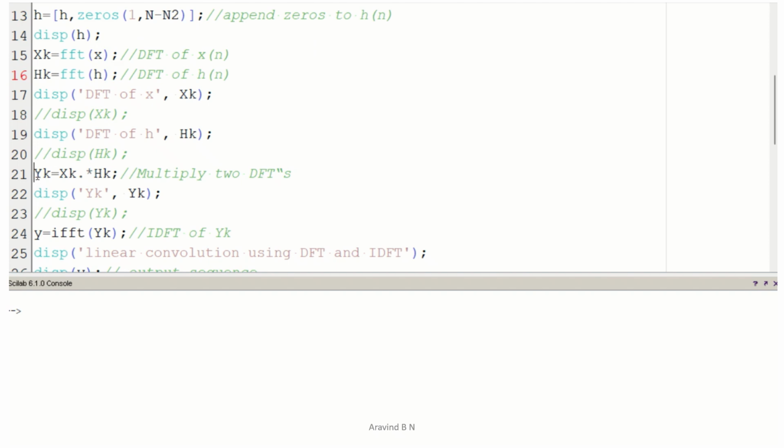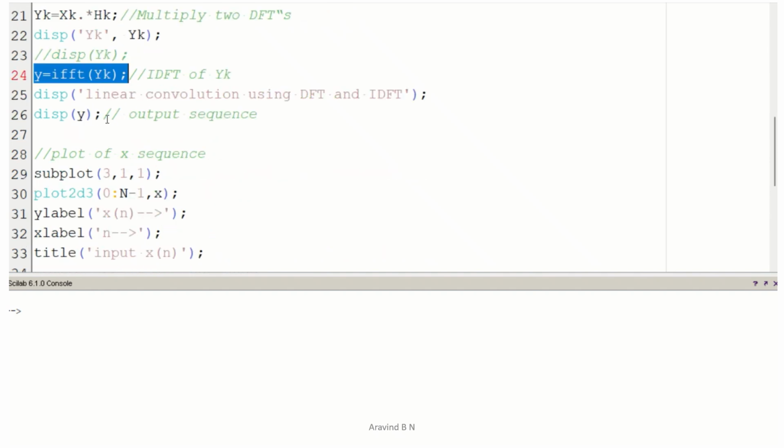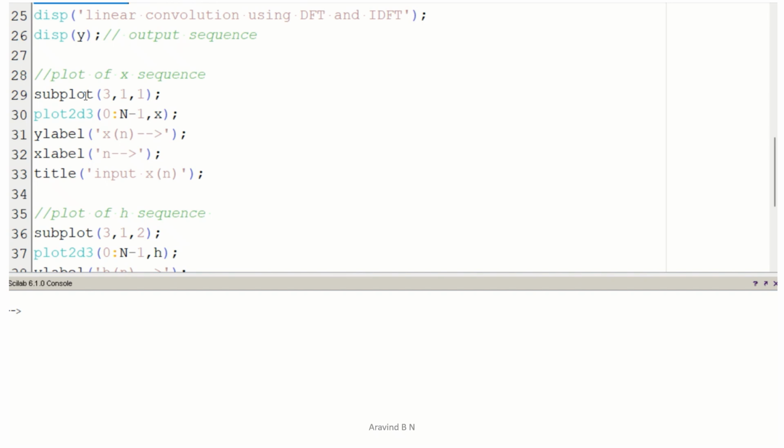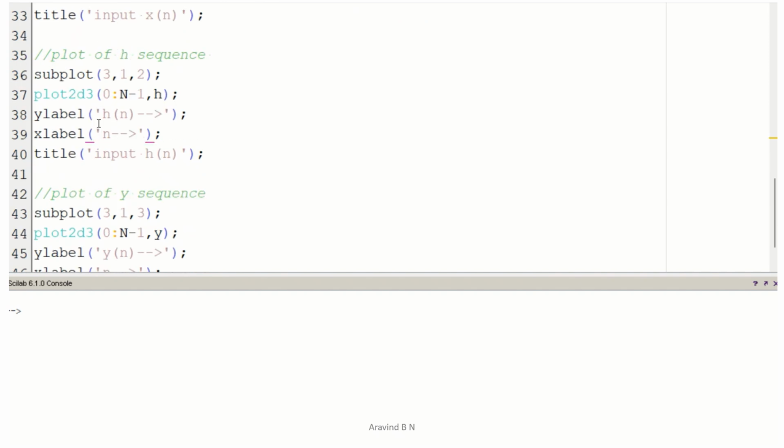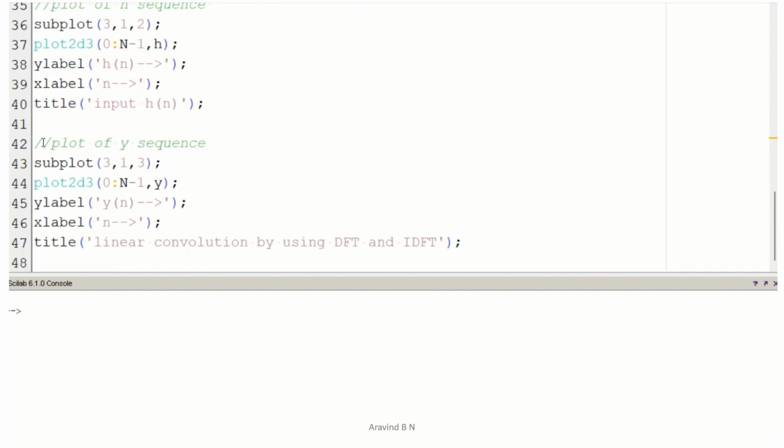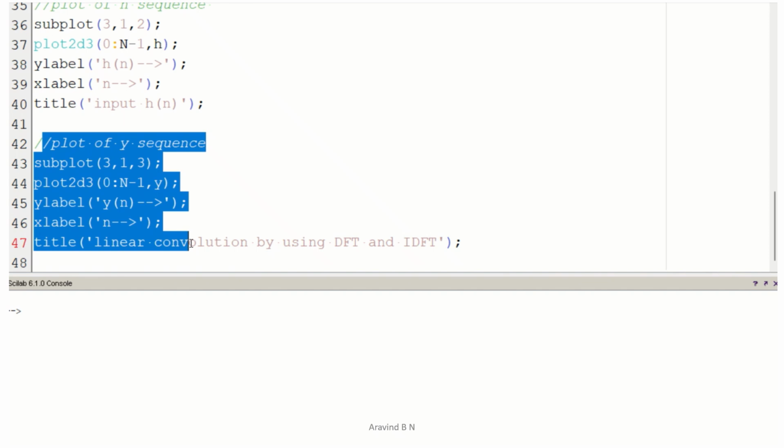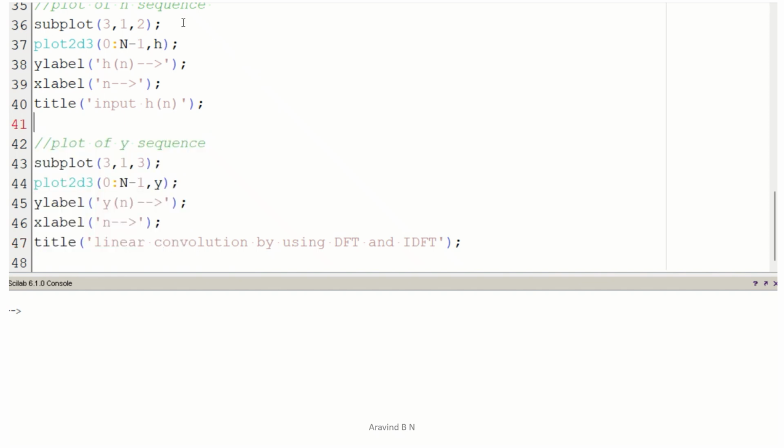Then multiply those two sequences in order to get the yk. Now apply inverse transform for yk so that we can get the sequence y, where y is the linearly convolved sequence. Then after display all those values. Along with that, we are going to make the plot of all the values, that is the input x, then input h, and then the output sequence y for this one. Now let us run this program.